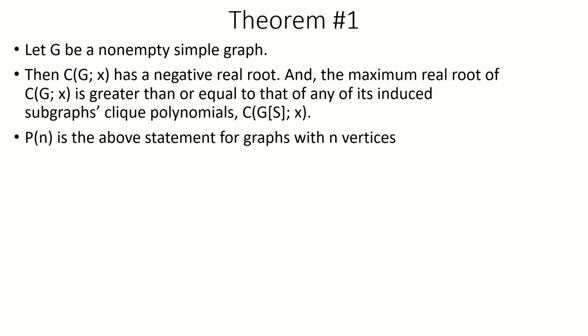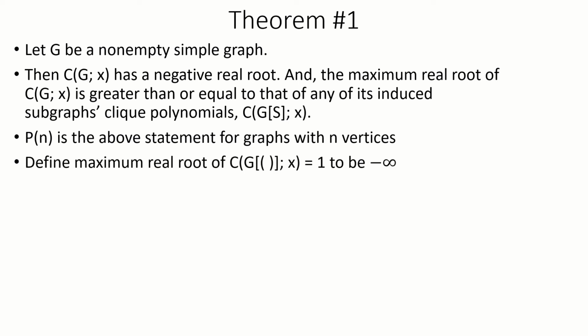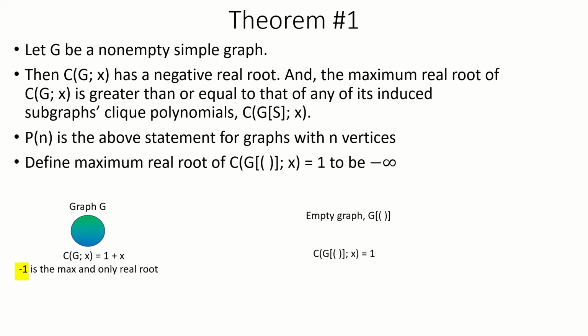To prove this, let P of n be the previous statement for a graph on n vertices, and then use induction. For the purposes of this theorem, let's define the maximum real root of the empty graph's clique polynomial, which is just a constant 1, to be negative infinity. By doing so, we see that our base case, n equals 1, satisfies the theorem, as there is a single root to the clique polynomial 1 plus x, and that is negative 1, which is obviously greater than the maximum root of the clique polynomial of the only subgraph, the empty graph, at negative infinity.